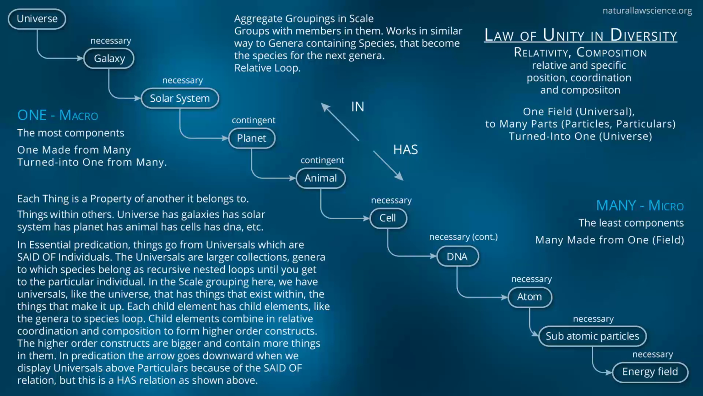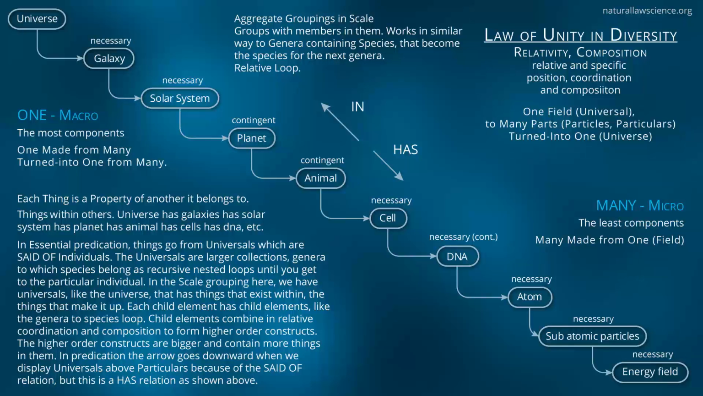one made from many, now we have the many, but it's the micro. Instead of the one, it's the macro, it's the many and the micro. And there's the least components, not the most components, the one made from many. This is the many that are made from the one, the least components, this field.